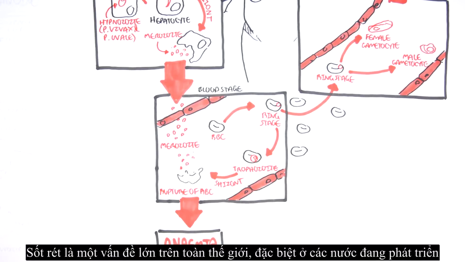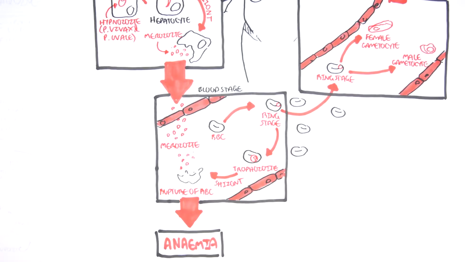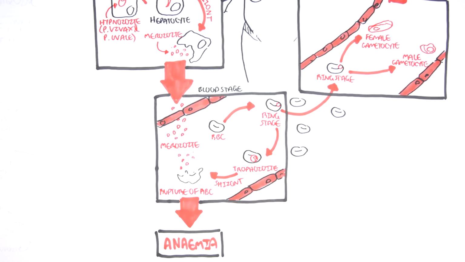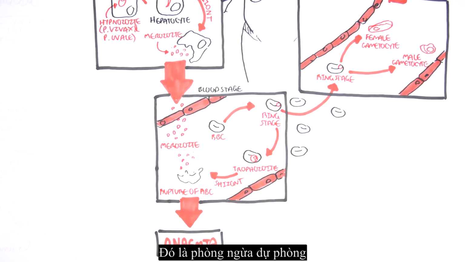Now, malaria is a big problem worldwide, particularly in developing countries. In Africa, many children under the age of 5 die from a malarial infection. Thus, it is a very important public health issue. Aside from prevention strategies, there are also treatment options, which are prophylaxis, or prevention, and treatment when the symptoms arise.